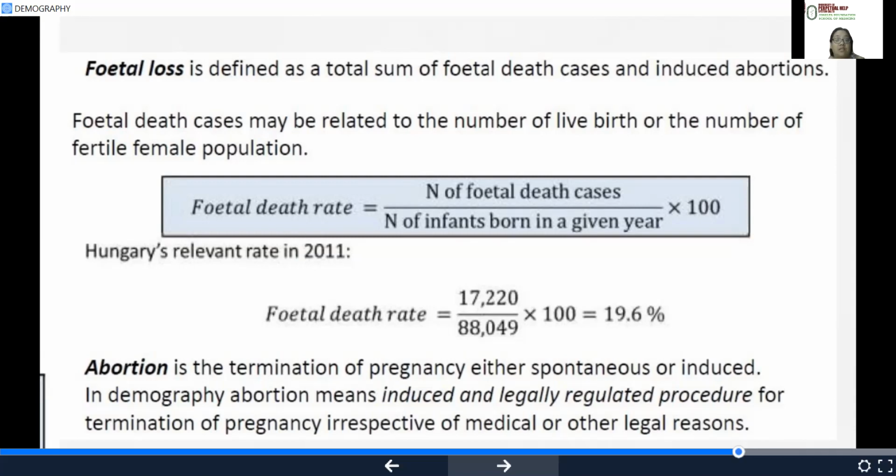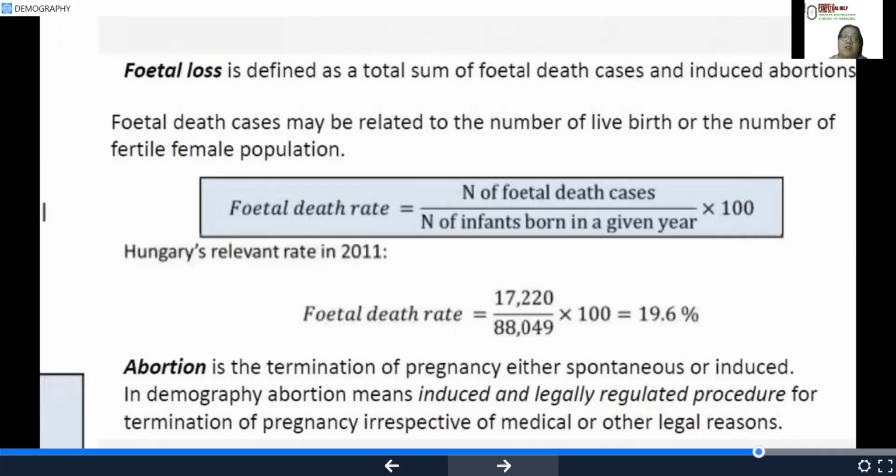So abortion is the termination of pregnancy, either spontaneous or induced. In demography, abortion means induced and legally related procedure for termination of pregnancy, irrespective of medical or other legal reasons.